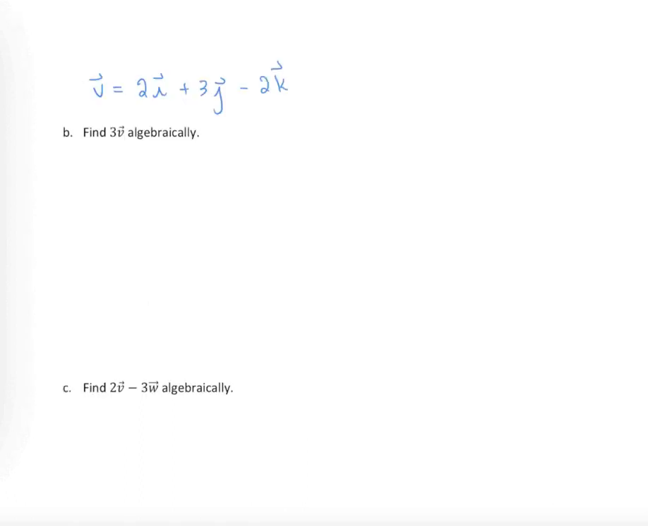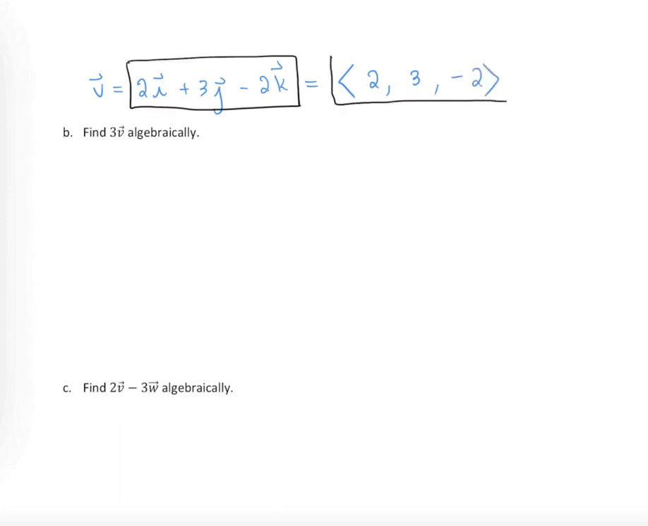Now let's look at part B here, find 3v, or a scalar multiple of our v vector algebraically. And here's where we're kind of thankful that we've got these algebraic methods, because as you can see, sometimes graphing in three-dimensional space can be tricky. The first thing I want to remind you of is that we can use pointy bracket notation here and just call that 2, 3, negative 2. These two notations for the vector v can be used interchangeably. It doesn't matter which one you use.